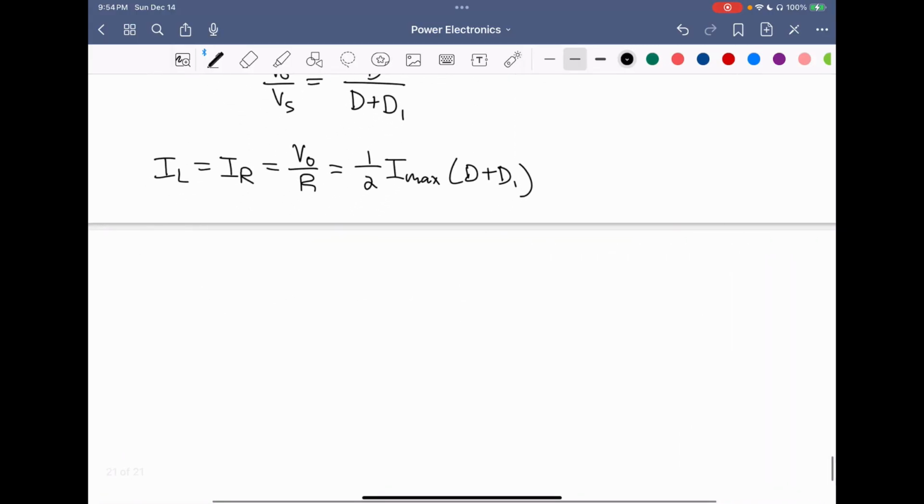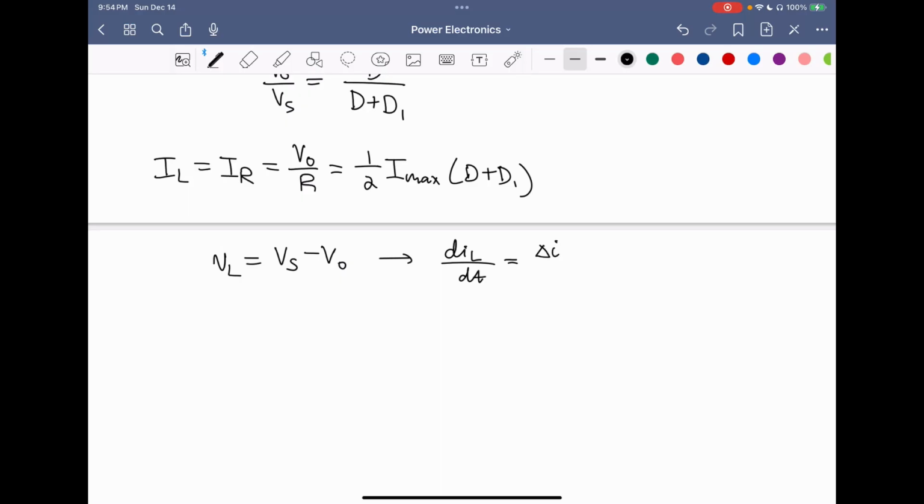So this is the average inductor current. Now, we can find the change in IL. Once again, during the D interval, the inductor voltage is equal to the source voltage minus the output voltage. And from the characteristic inductor equation, because the output voltage is constant during this interval, the current is linearly increasing.